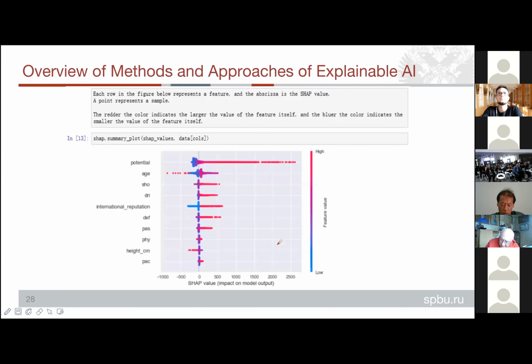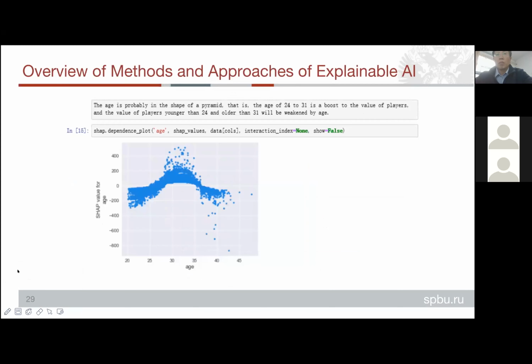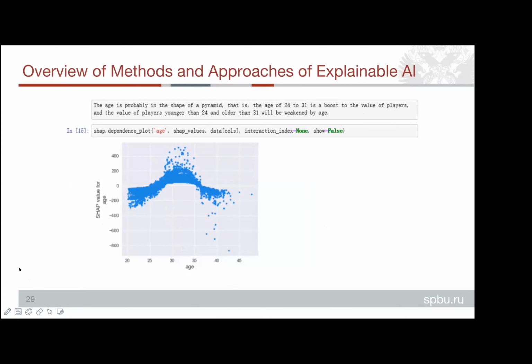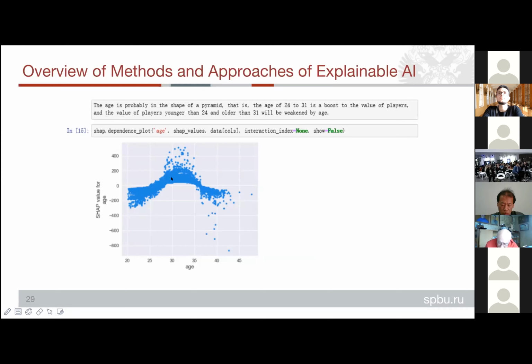And in addition to visualizing the SHAP value of a single sample, it can also visualize the overall features. Each row in the figure is a feature. A point represents a sample. And in this picture, age roughly shows a distribution where the ages of 24 to 31 years old are a boost to the worth of players. And the worth of players younger than 24 and older than 31 will be reduced by age.